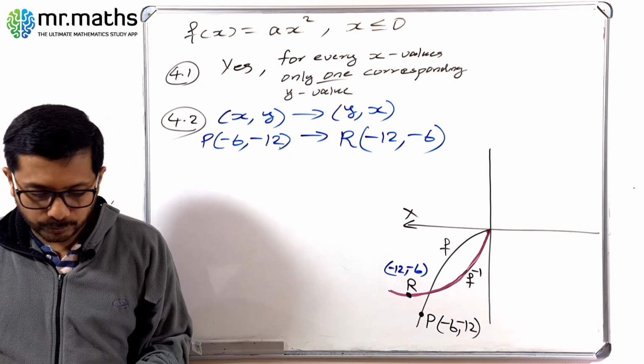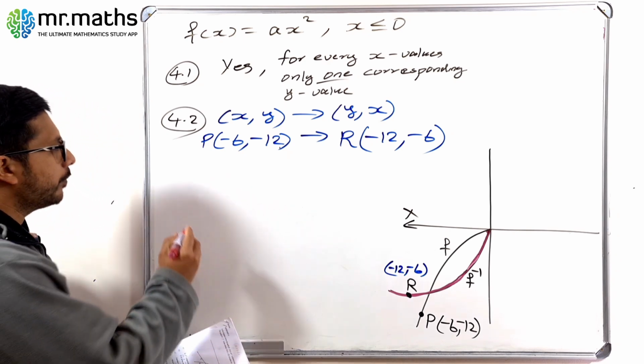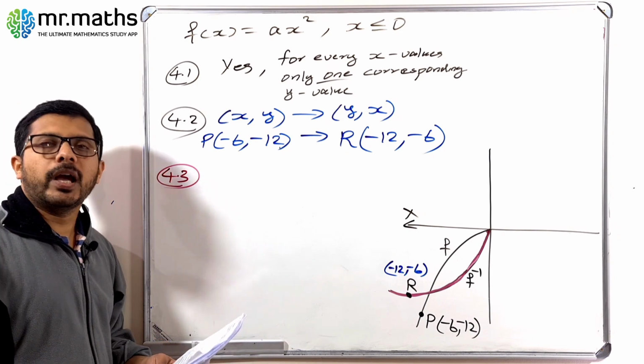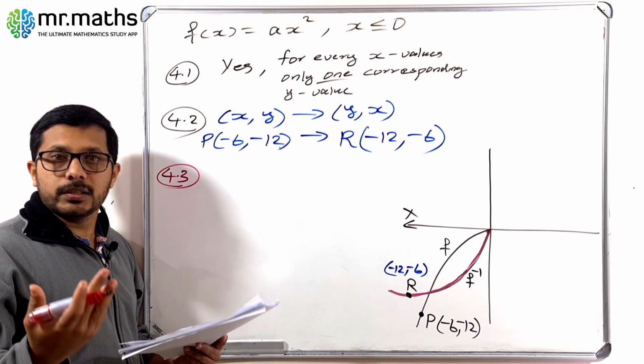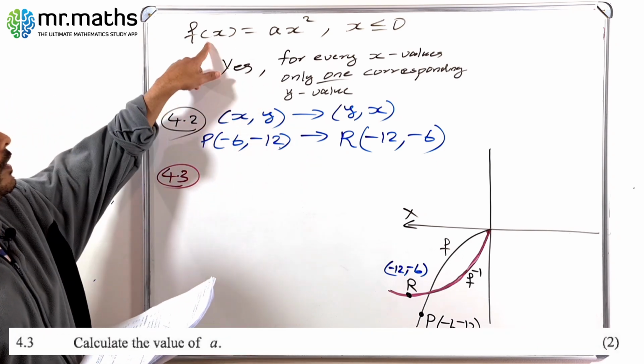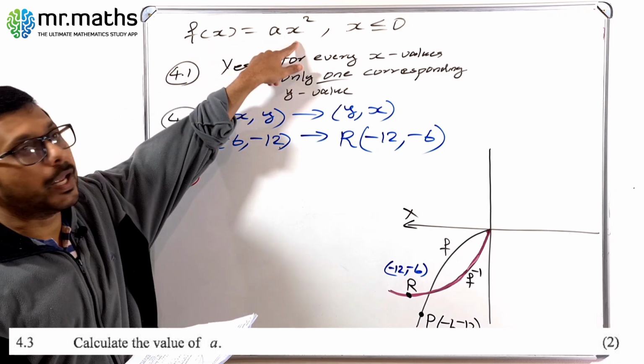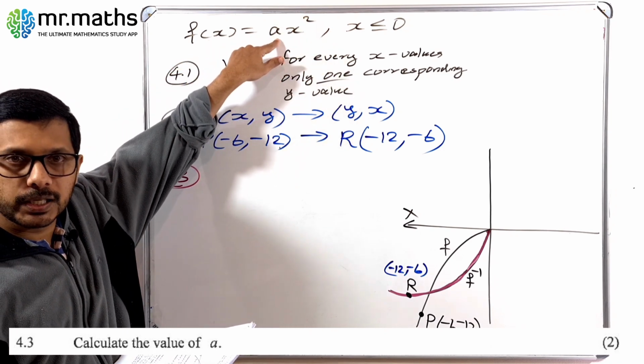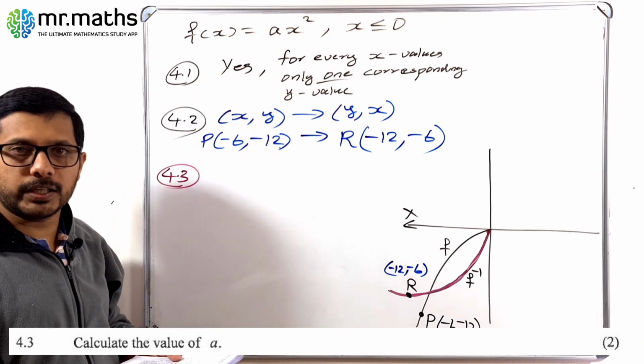Now let's go to 4.3. What is question number 4.3? Calculate the value of a. Where is this a? That is this one, f of x is equal to ax square, and here the question is to find the value of this a. How can you find the value of a there?